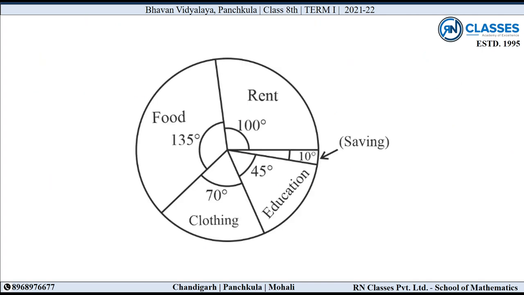So ab aapko aise banana hai, aapko pehle 100 degrees mark karna hai, then you'll mark rent, then yahan pe mark karoge 135 as food, then yahan pe mark karoge 70 degrees as clothing, then yahan pe mark karoge 45 degrees on education and 10 degrees on saving. This is how you will complete it. So this concludes your paper Bhavan Vidyalaya even section D. Pura paper complete ho chuka hai.